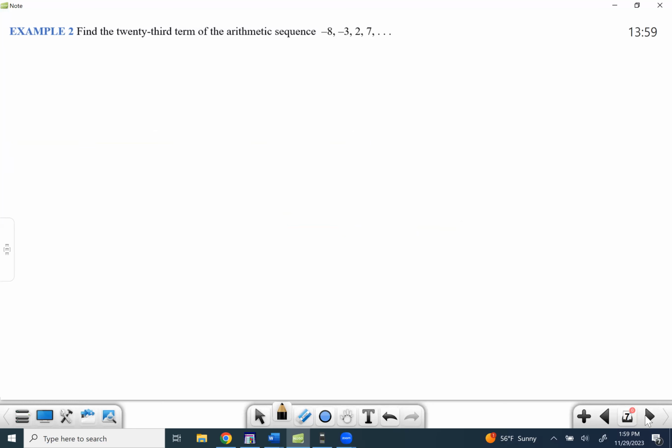Okay, so find the 23rd term of the arithmetic sequence. So of the two, the one that I would use would be the first one. And the reason why is we know the first term. They gave us the first term. Okay, so I'm going to be using this one, the one we just proved.